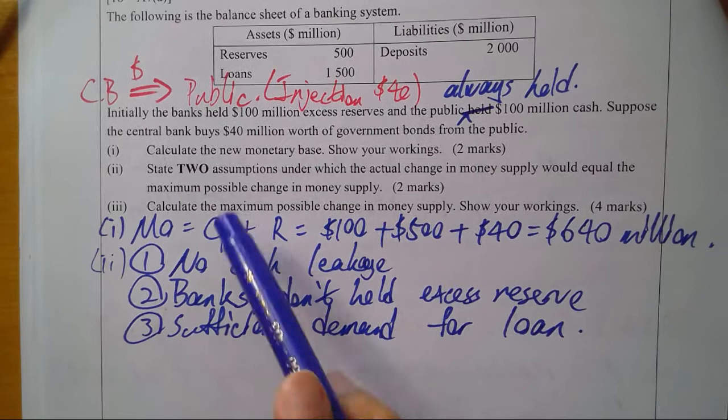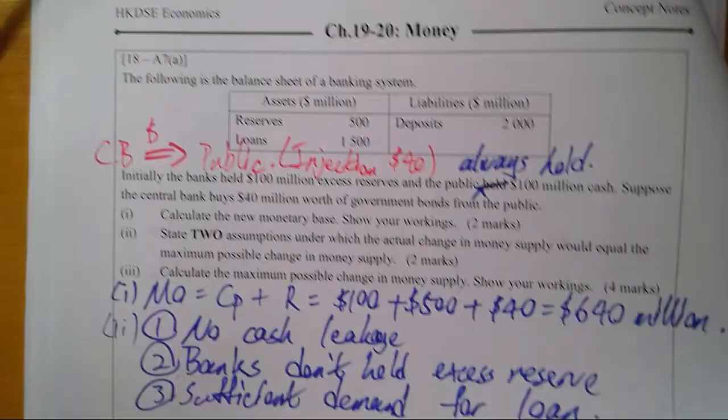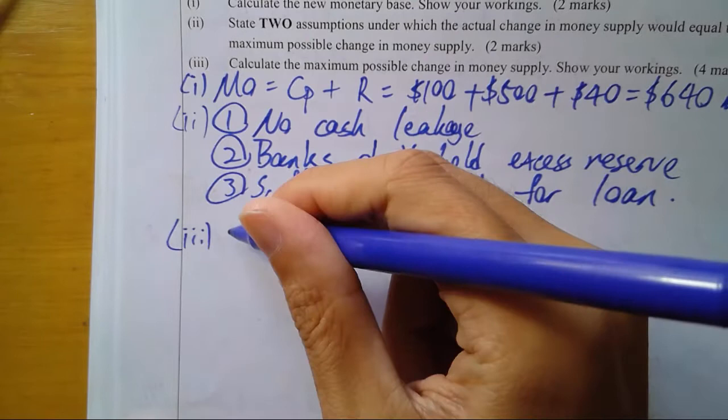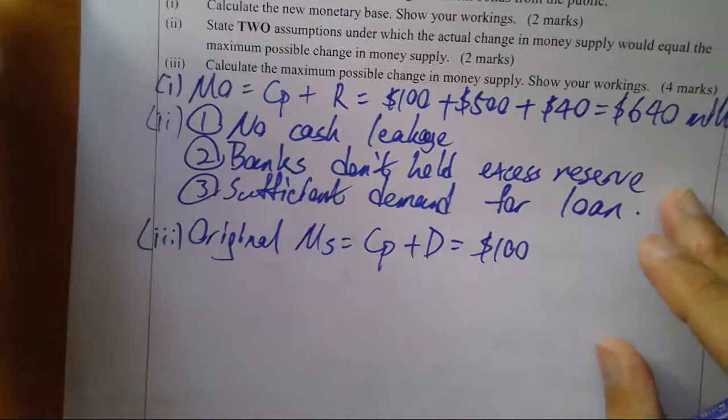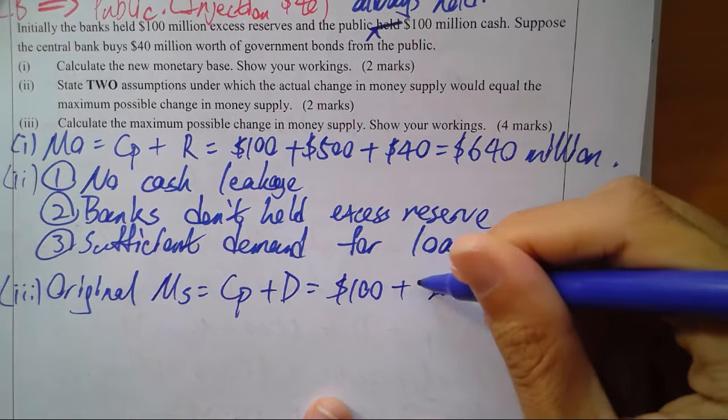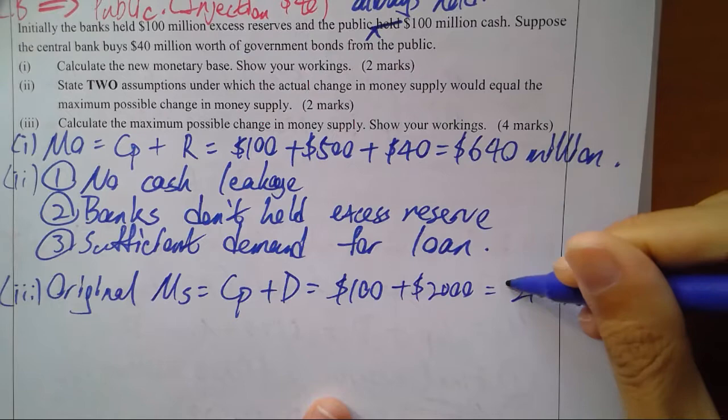OK, now final one. Calculate the maximum possible change in money supply, 好嗎？嗱，所以啦，慢慢嚟，money supply. First, let's calculate the original money supply. Would be CP plus D, used to be CP 100 plus D, deposit would be 2,000, 2100 million. 原先, this is the original, right?